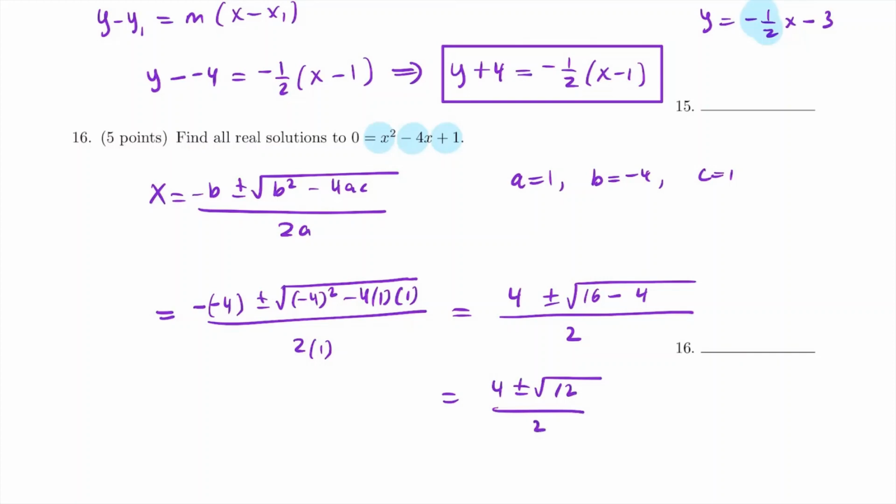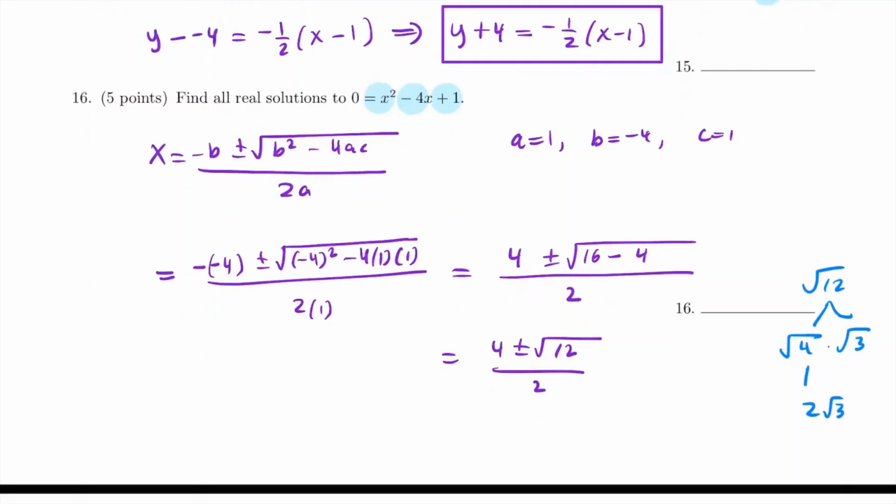And 12 we can simplify. So square root of 12 can be written as square root of 4 times square root of 3, and this is going to be 2 square root of 3. So I will simplify that. So this is equal to 4 plus and minus 2 square root of 3 over 2. And now we can separate this into two solutions. We have 4 over 2 plus and minus 2 root 3 over 2.